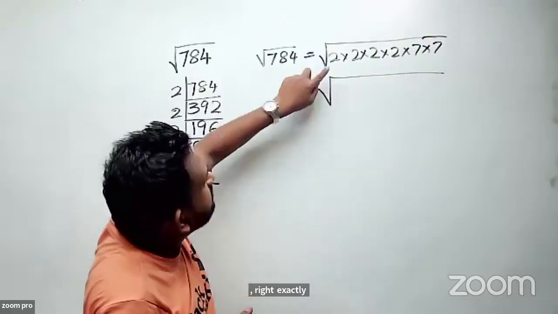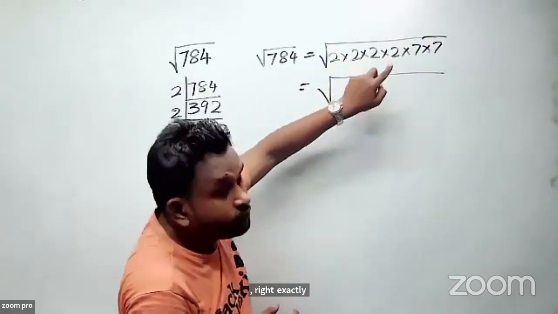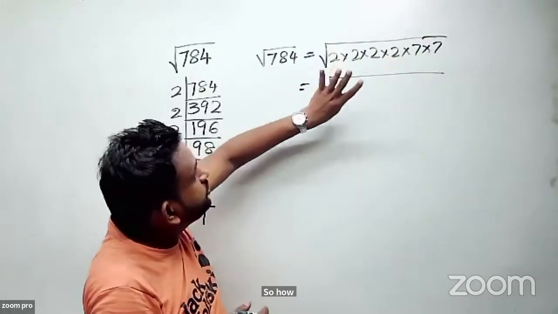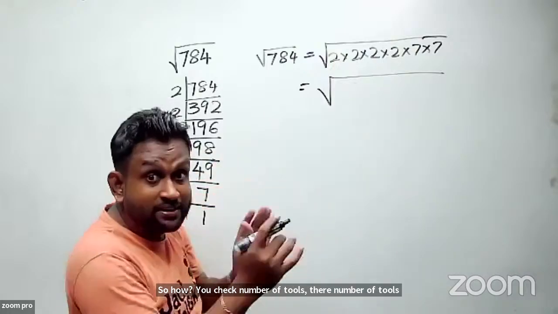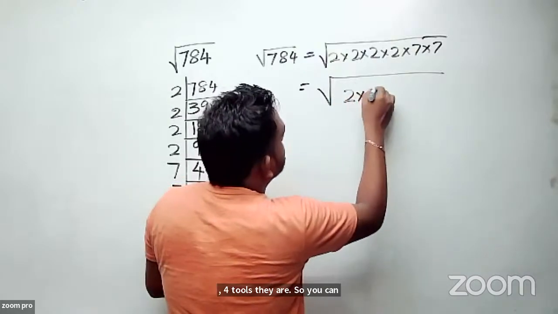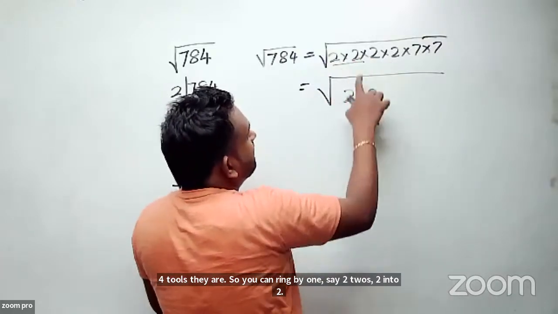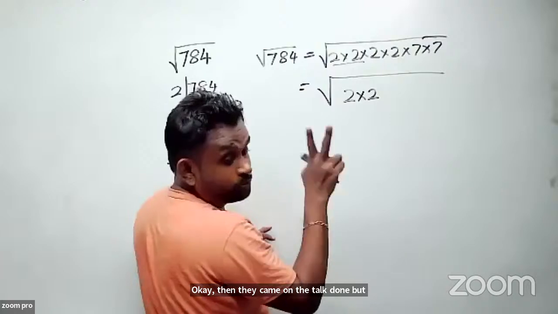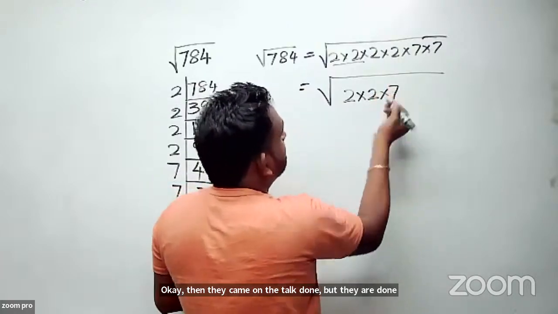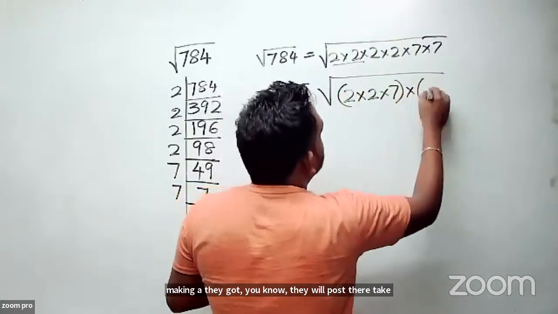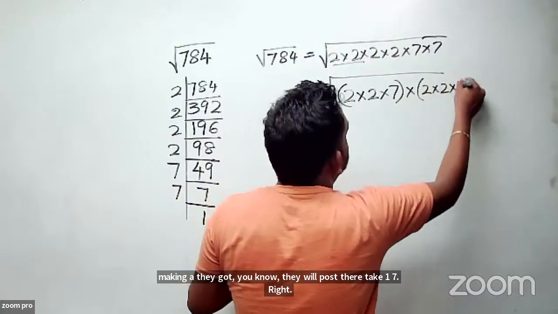So how do we check? The number of twos there, 4 twos. So you can take for one set two twos, 2 into 2. Then take half of the 7s. There are two 7s, take one 7. Right. Now similarly, multiply another set like this.